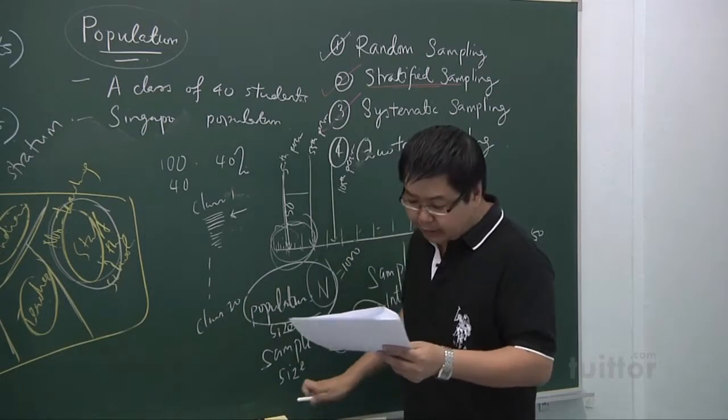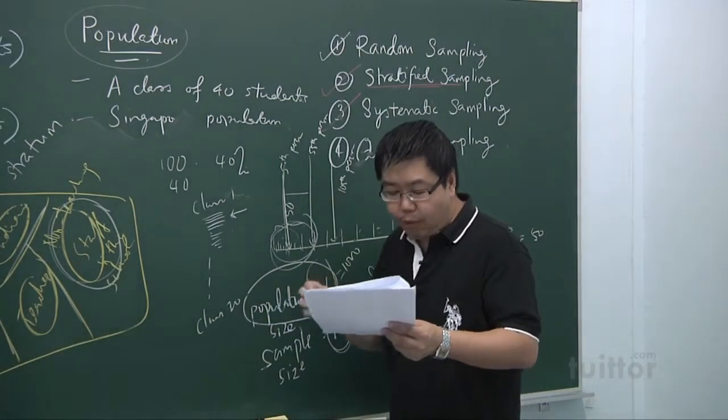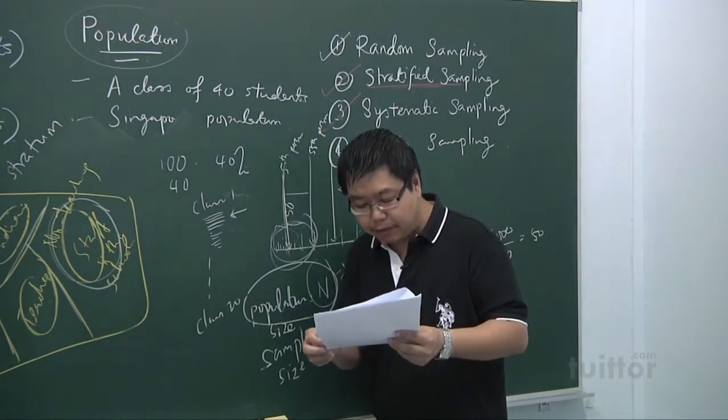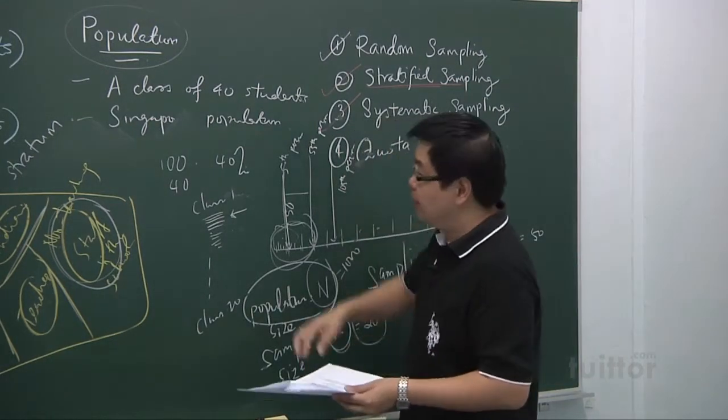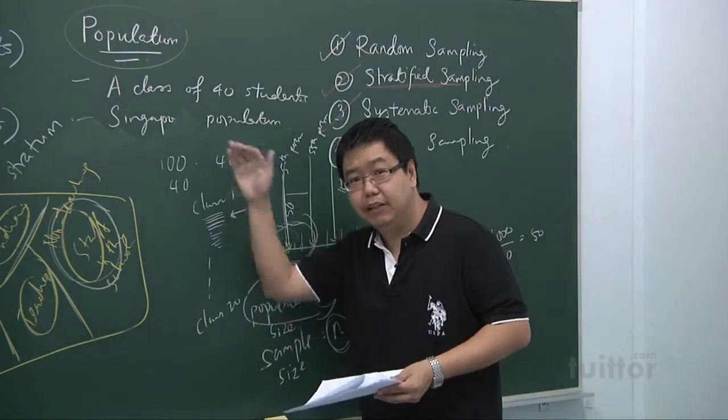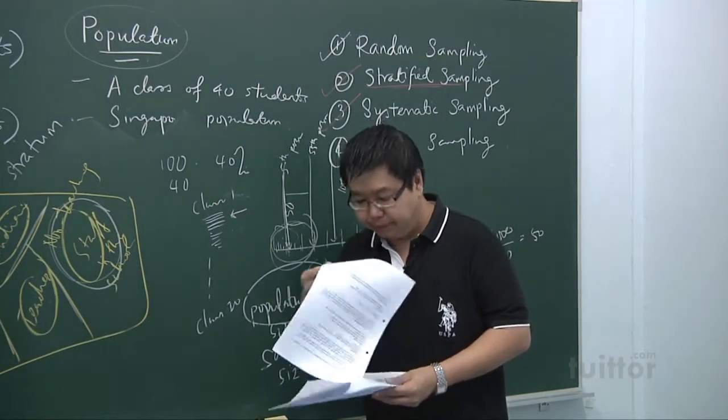Okay? And the other disadvantage is that it's not always possible to arrange the members of the population if the sample size is large. Okay? Imagine if the entire sample size is large, it's very difficult to list them down in this manner.